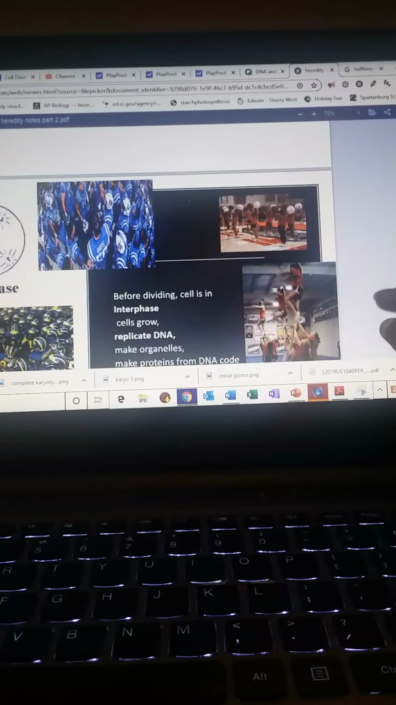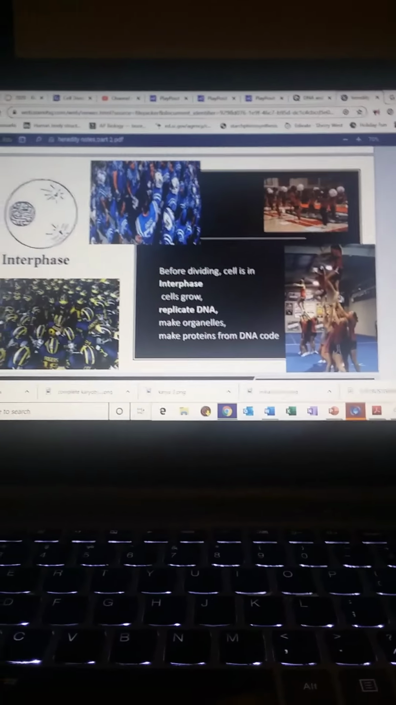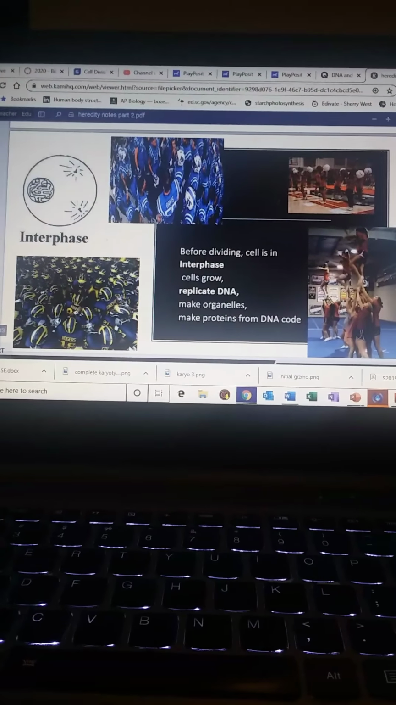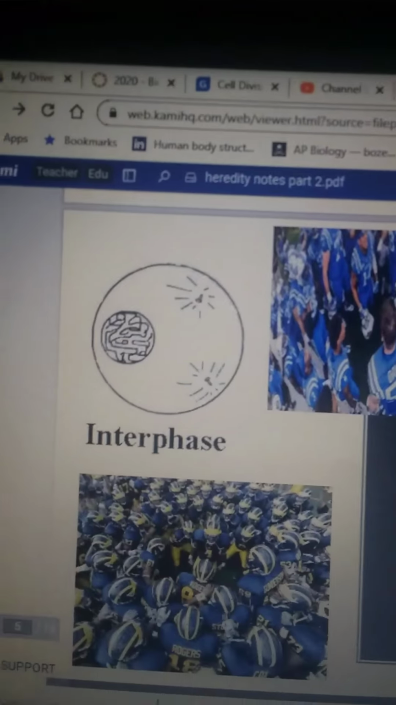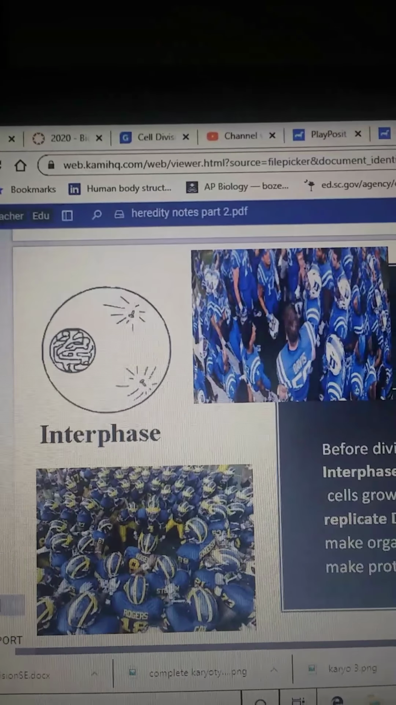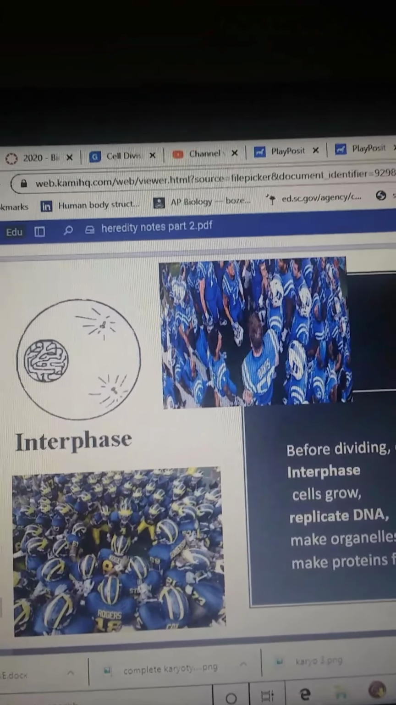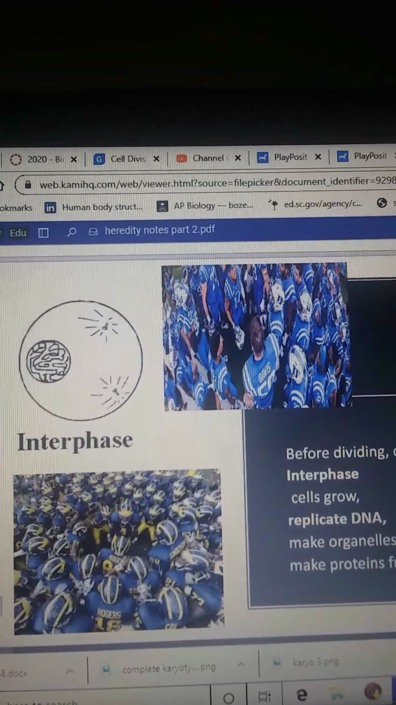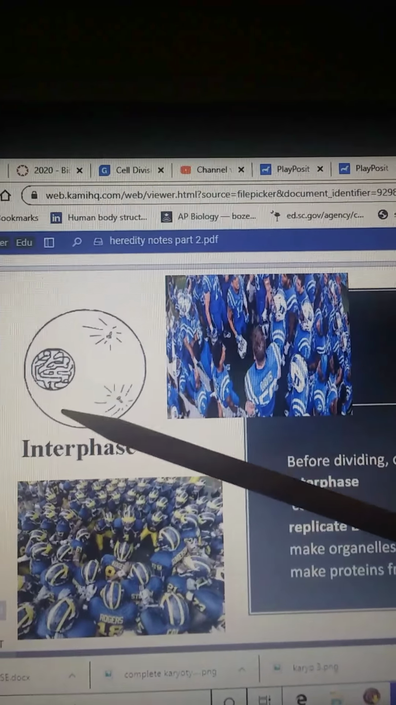I'm going to compare this entire process to a football game. It's going to be a little different, and forgive the fact that some of the pictures look like I'm switching up teams. I just needed some good pictures. Here's the first phase, and I'm going to call this the preparation before the game, because interphase is what the cell does before it divides. So the cell division I'm going to compare to the football game. So the interphase is before the game.